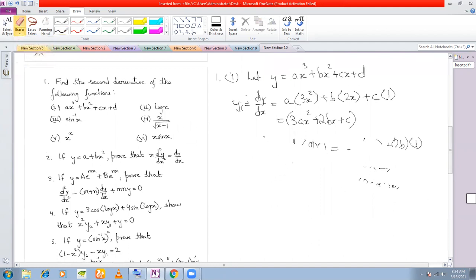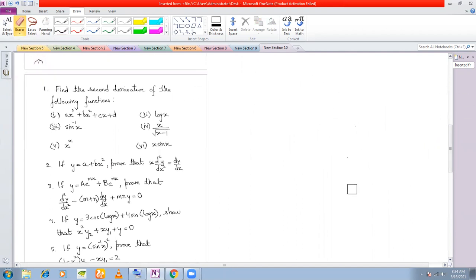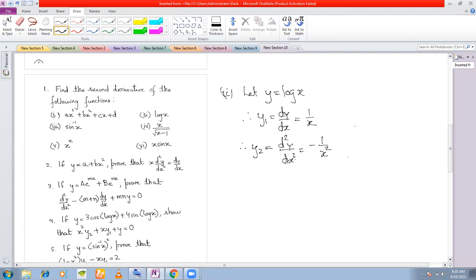Let us see the next one. Next one is log x. So we say let y is equal to log x. Therefore, y1 is dy/dx is equal to 1 by x. y2 is equal to d2y/dx2 is equal to d/dx of 1 by x, which is minus 1 by x square. That's it. So this was a two-liner.